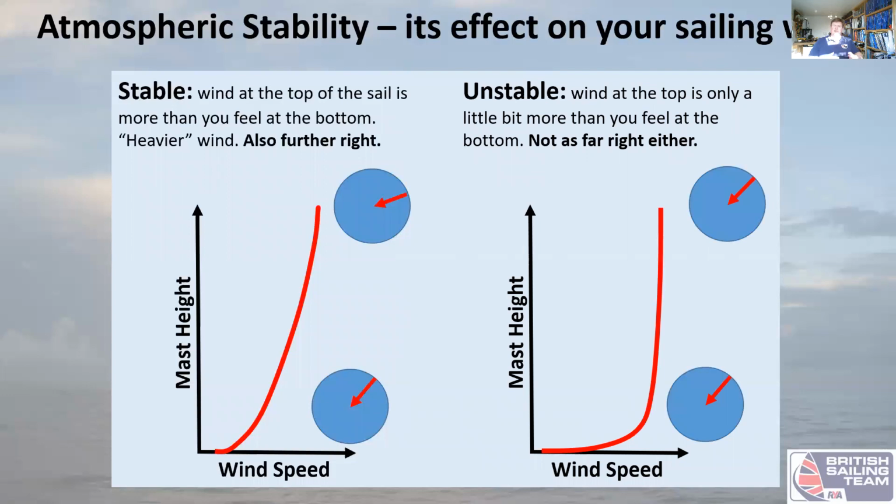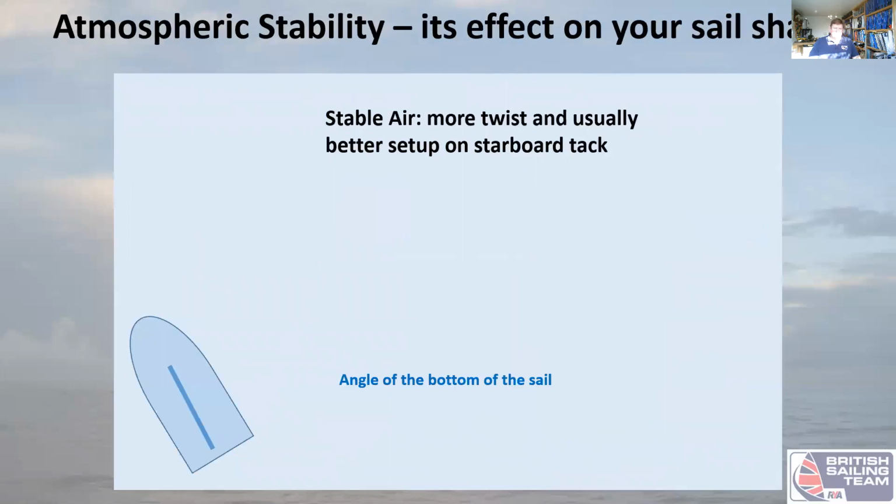If the wind is unstable, if it's well mixed, then the wind down at the bottom of your mast will be much the same. It won't be that different to the wind at the top of your mast. And also the direction difference won't be as much. So this means that you'll have a far more even wind spread up your sail. And that actually makes a big difference to the way you trim your sail.